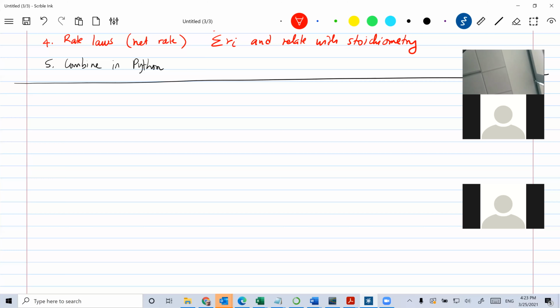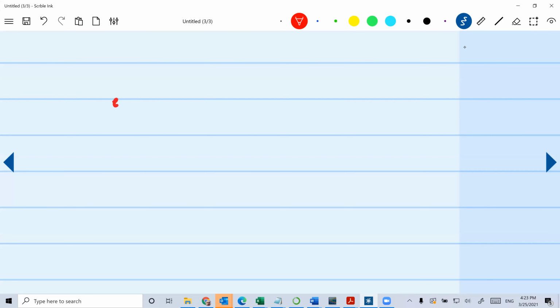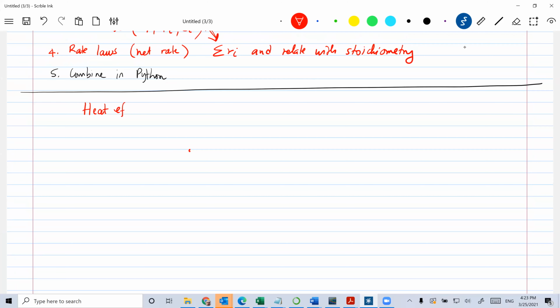All right, now we're going to come back and talk about the second to last topic in the course, which is heat effects. So energy balance. Heat effects in reactions. Now, there are 3 types of reactor operations. You can do isothermal, which we basically have done for 3 months.